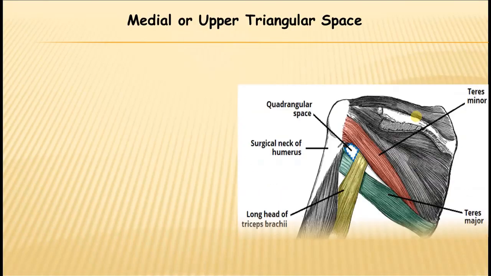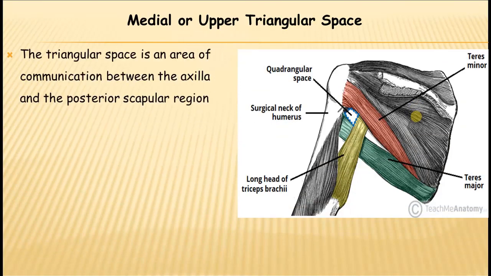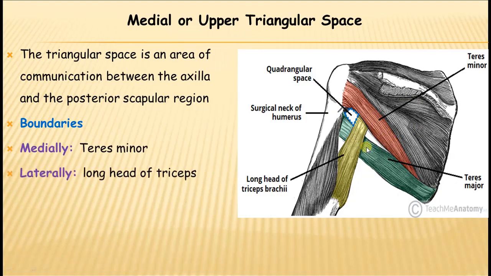The next space is the medial or upper triangular space. That is the upper triangular space. It is between the axilla and the posterior scapular region. The boundaries of the upper triangular space, you see here: teres minor above, teres major below, and medially the long head of triceps. Okay. The long head of triceps, which served as the medial boundary for the quadrangular space, now becomes the lateral boundary for the upper triangular space.